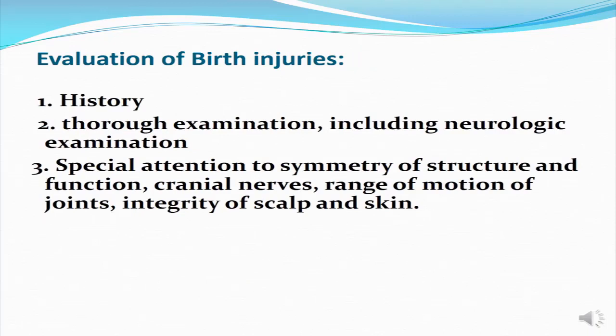The evaluation of birth injuries or traumas includes a detailed history, then a thorough physical examination including neurological examination. We have to pay special attention to the symmetry of structures and function, the cranial nerves, the range of motion of joints, and the integrity of the scalp and skin.